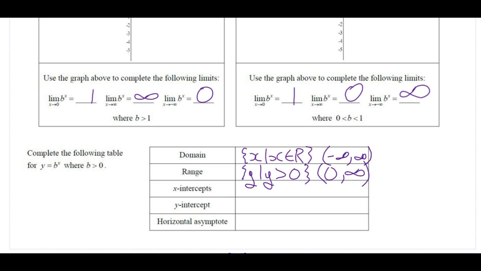Square bracket says it does. The x-intercepts: there are none, right? No x-intercepts. What are we going to write? None sounds good. The y-intercept: 1. The horizontal asymptote: you need an equation, right? So it's y equals 0. Okay, so that is the characteristics of y equals b to the x, where b is greater than 0.